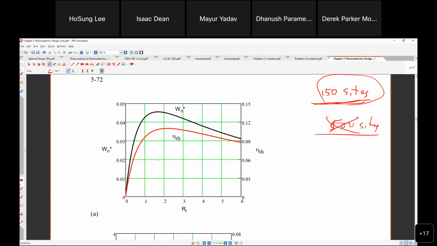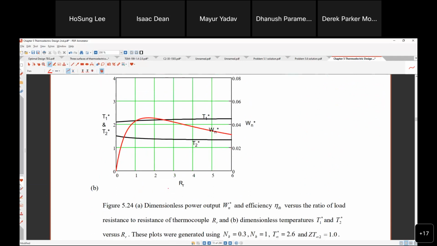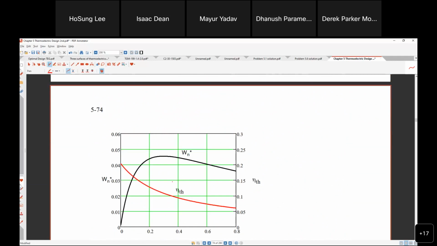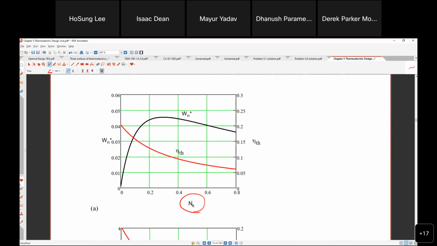So when I look at the power, and I plot it in terms of power, dimensionless efficiency in terms of ratio, R is RL over R. Ooh, this is good. Well, actually, two things I have to optimize. Two things. So I have to look at both simultaneously. Yeah. This is NK. So previous was RL over R and NK.